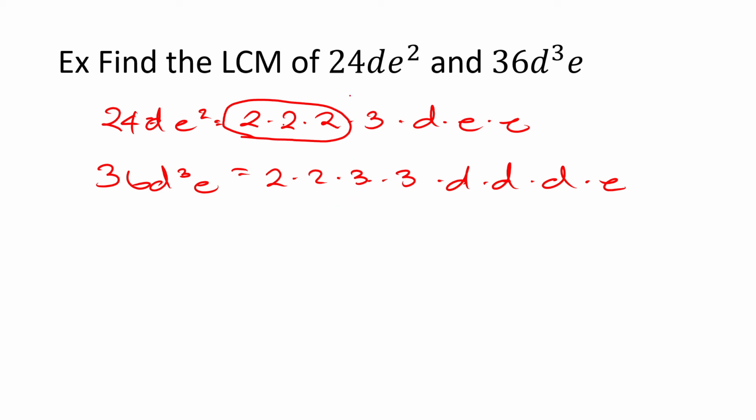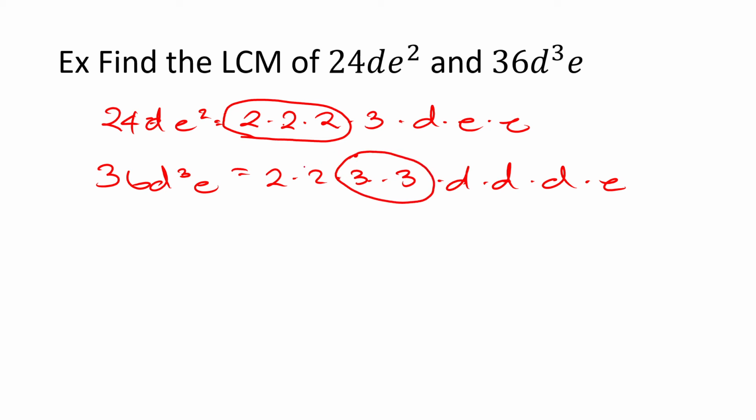Now moving on to 3, on 24d squared we only have 3, 1, it occurs 1 time. On the second prime factorization it occurs 2 times. So the most times 3 occurs is 2. So circle that.